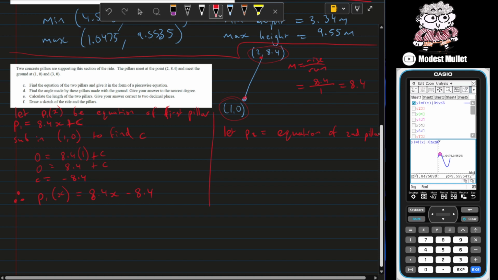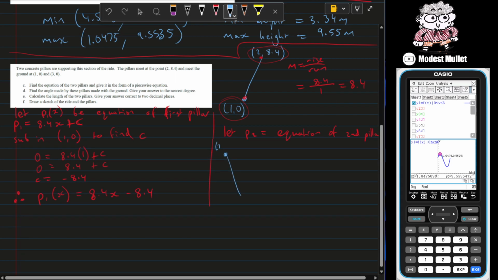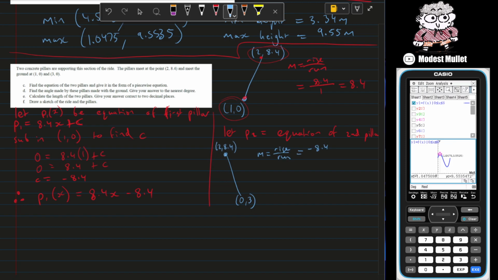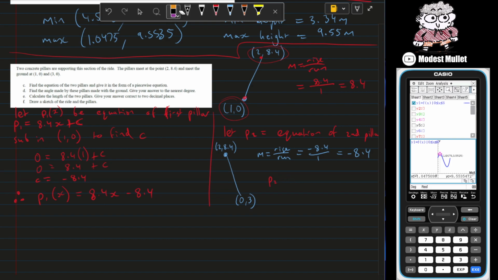Okay, so let's do a little sketch of that second pillar. We're actually coming down from 2, 8.4, and we are going to 3, 0. Our gradient is rise over run, and our rise, since we're going down, is negative 8.4 over a run of 1, gives us negative 8.4. So from that, we have P2 of x. Let's be a little bit consistent here in notation. P2 of x is equal to negative 8.4x plus c.